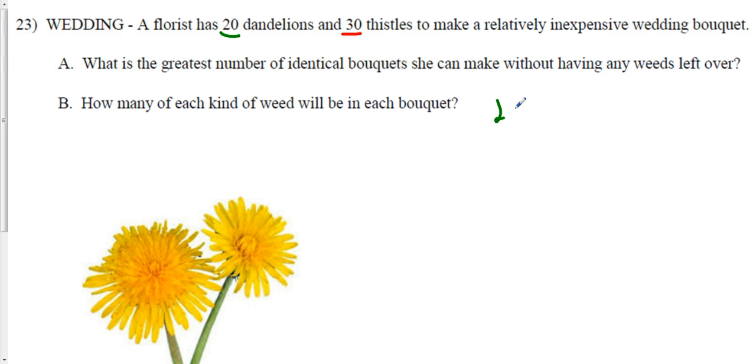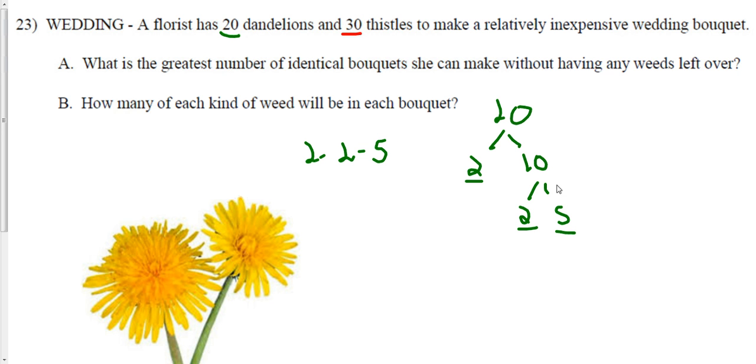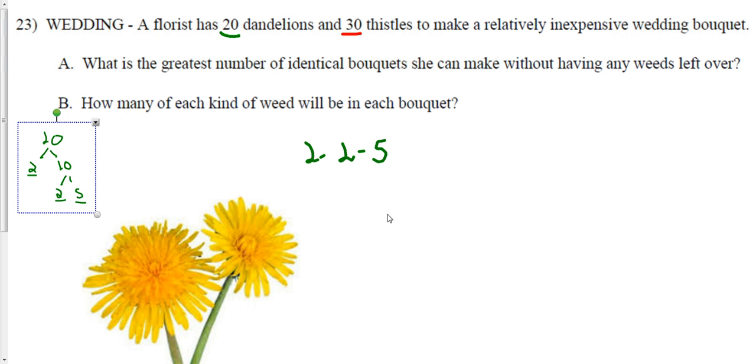So 20 we can break up into 2, which is prime, times 10. 10 is not prime, we can break it up into 2, which is prime, and 5. So 20 is 2 times 2 times 5. I'm going to write that over here. 2 times 2 times 5. All right. Moving that aside, shrink that down, move it over here.